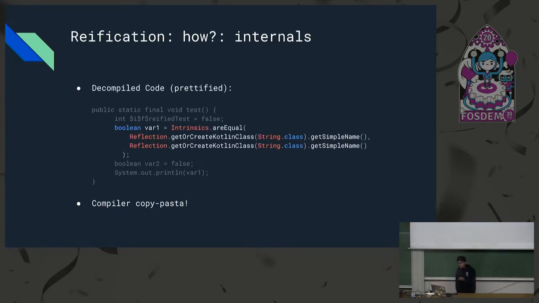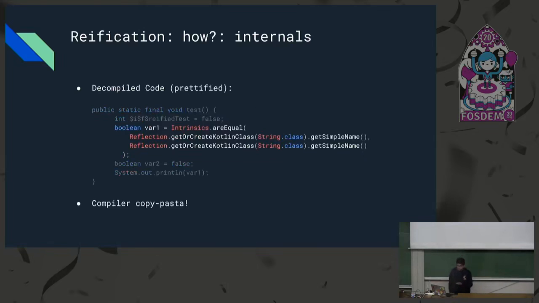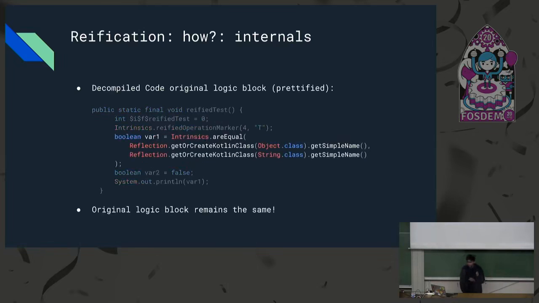And you still have the lambda function available, which just checks for an object and a string, and it's going to return false, because it's just there to maintain compatibility and the presence of the function, so you don't get method not found exceptions. So this is how reified works. The original logic block always remains the same, which is what you are checking over here. It just doesn't stop there.